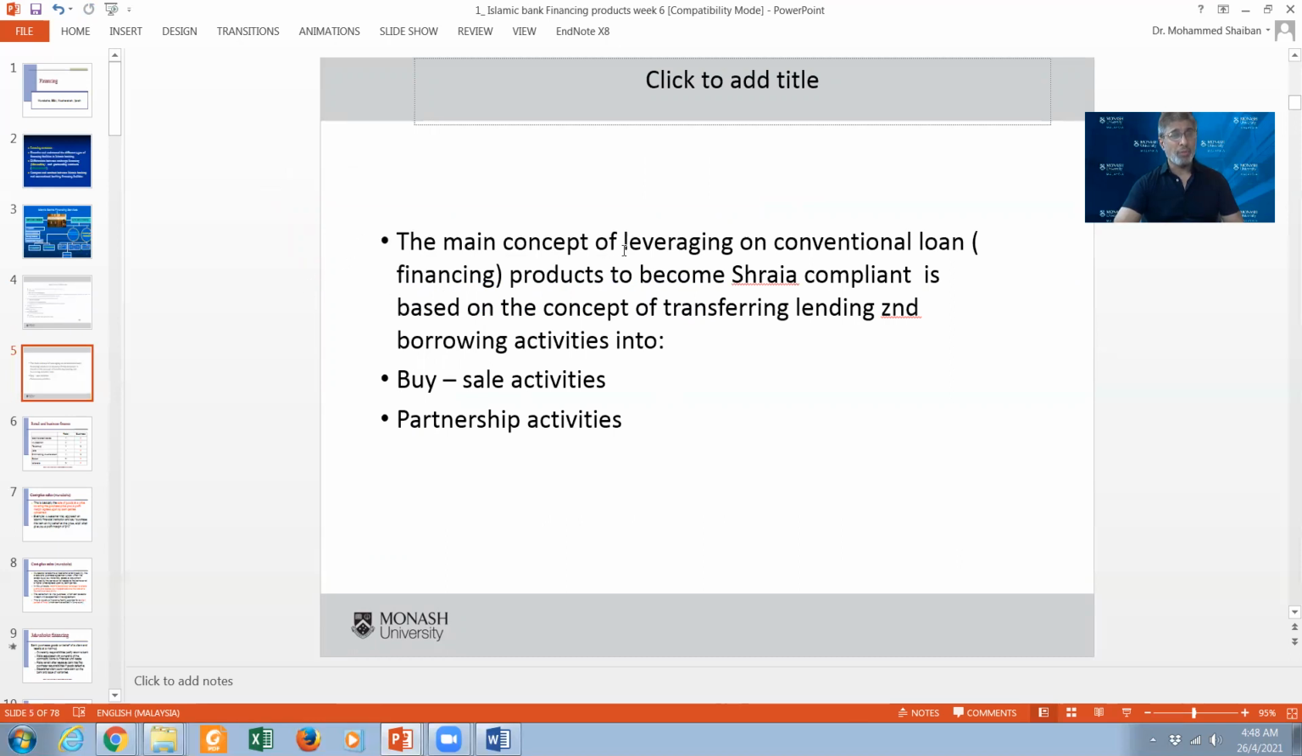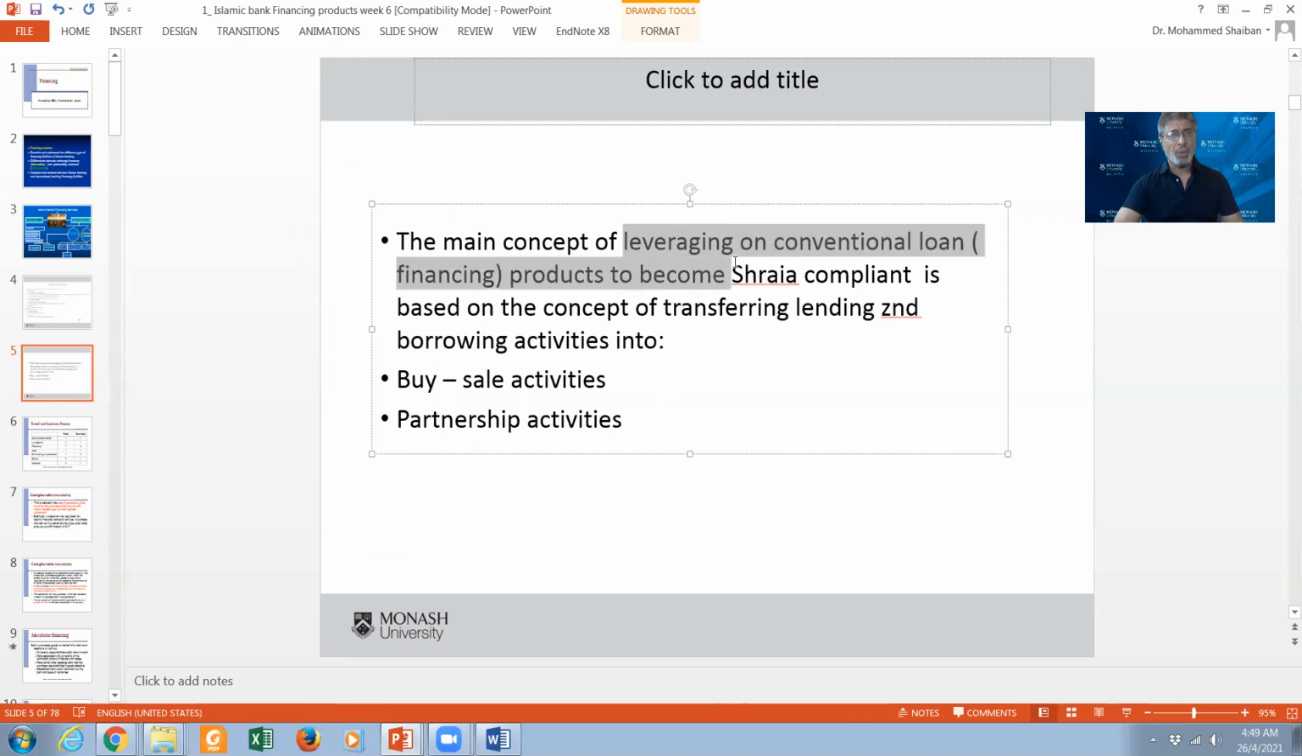So the main concept of leveraging: Islamic banks just started almost 60 years ago, in 1963, the first bank. If you talk about conventional banks, they started around 600 years ago, 1395 in Italy, somewhere there. So Islamic banks are leveraging those financial products. However, they restructure the contract.